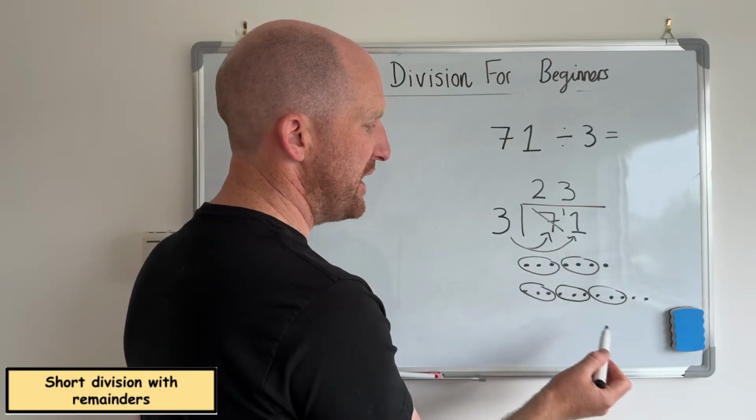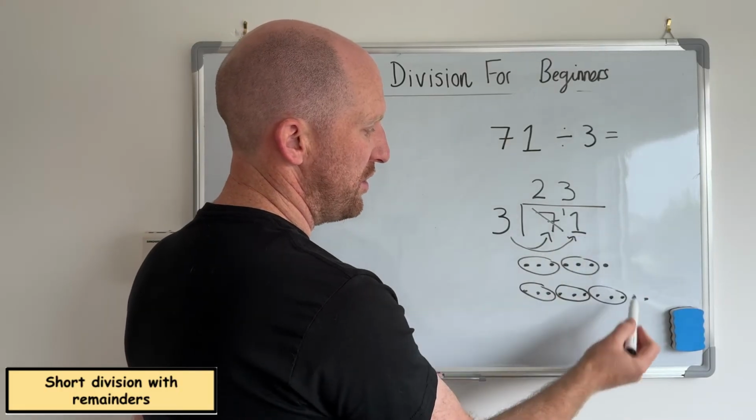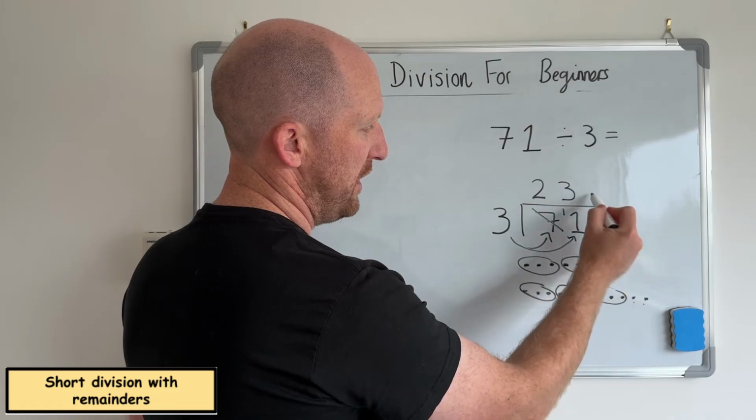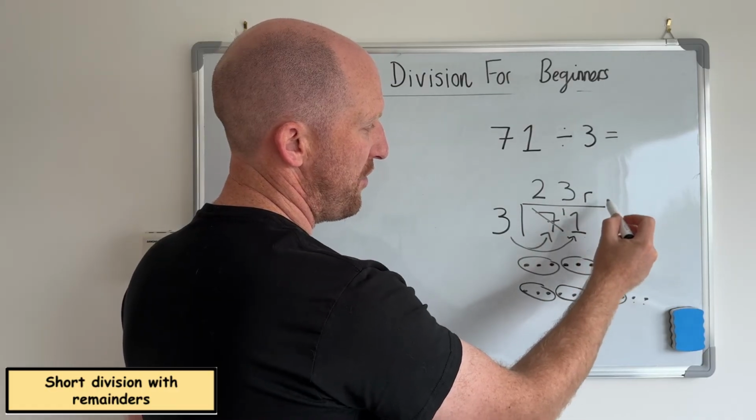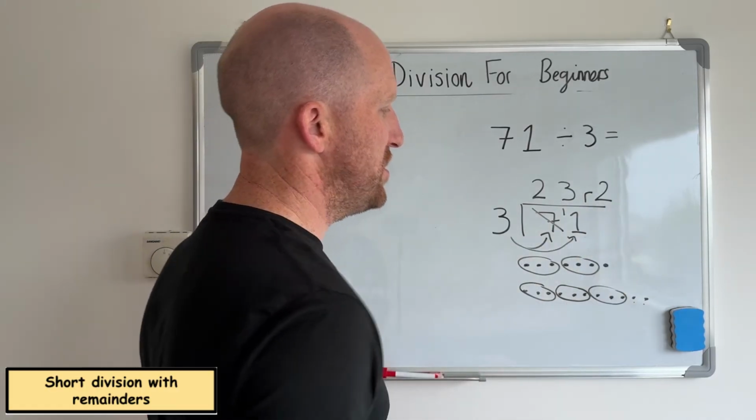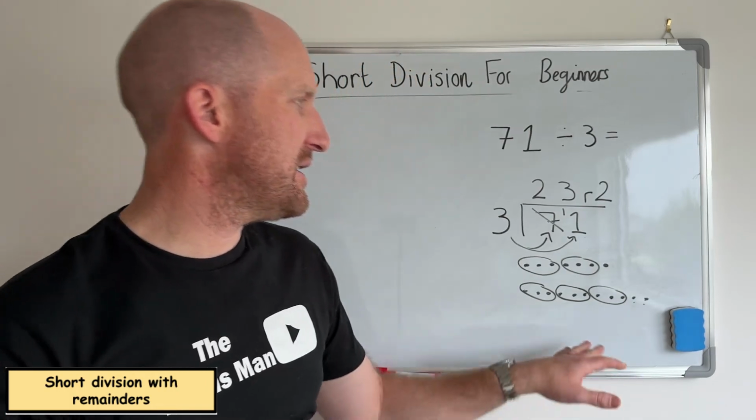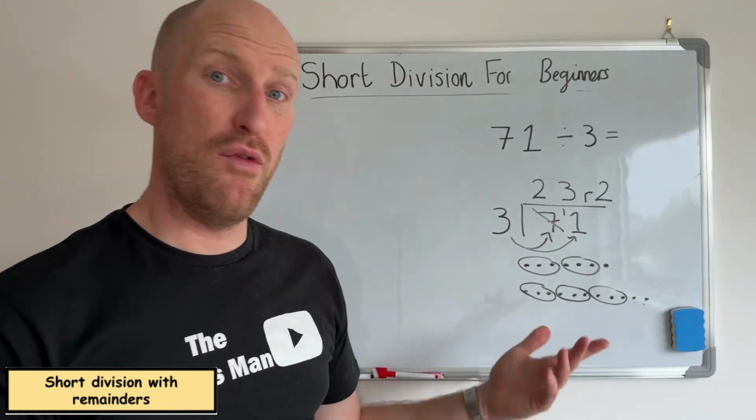I've got 2 remainder, but I don't have another number. So this 2, I'm going to write R for remainder 2. And that's how to show if you have a remainder.